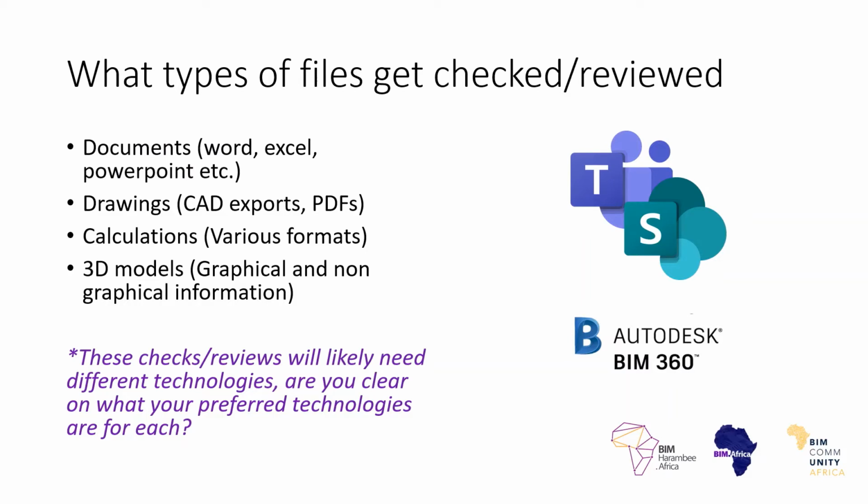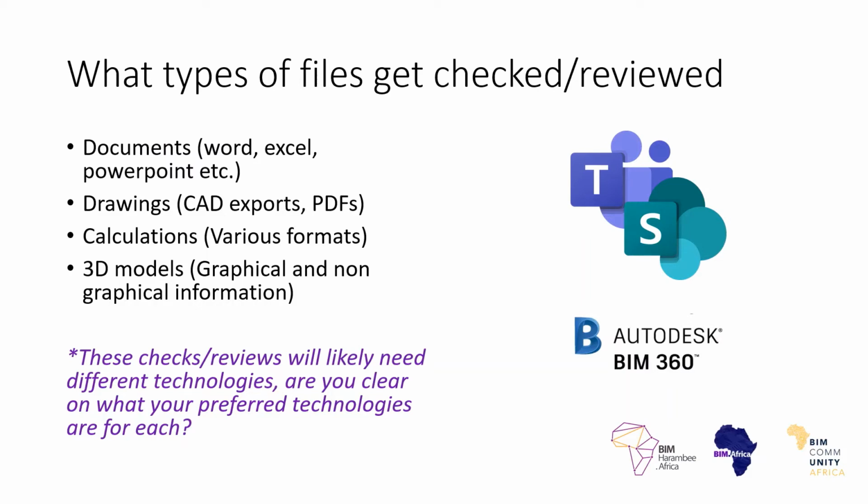So with these four different types of checks and reviews, essentially you're going to most times need to use different types of software, because different types of software or technologies work with these file formats more optimally. So the question really is, what type of technologies and software platforms are you using to do these different types of checks? For our team, we generally use Microsoft Teams and SharePoint for doing reviews on documents.